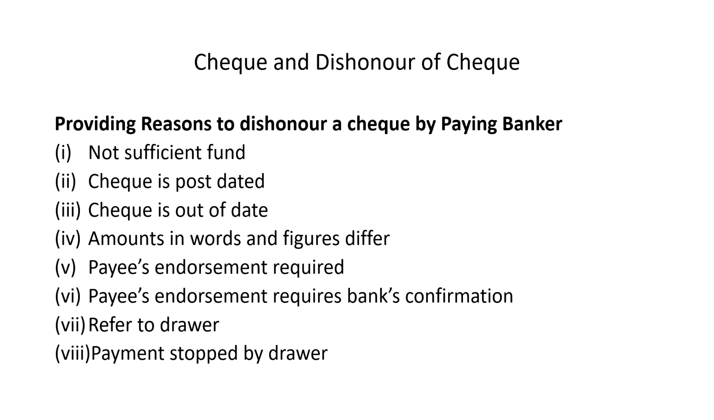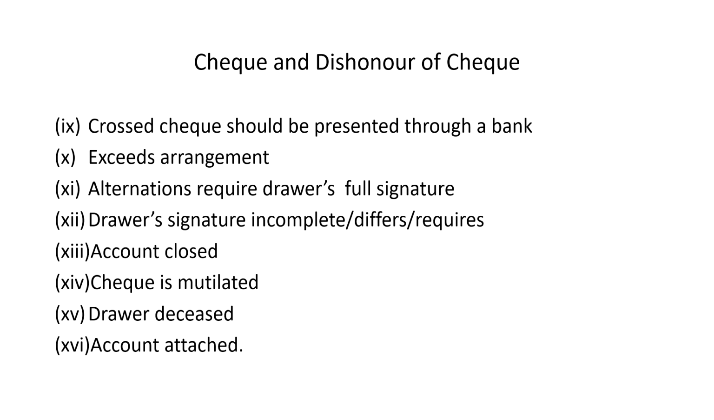These reasons are: not sufficient funds, check is post-dated, check is out of date, amount in words and figures differ, payee's endorsement required, payee's endorsement requires bank confirmation, refer to drawer, payment stopped by drawer, crossed check should be presented through a bank, exceeds arrangement, alteration requires drawer's full signature. If any alteration is there, it can be corrected by the drawer putting his full signature.